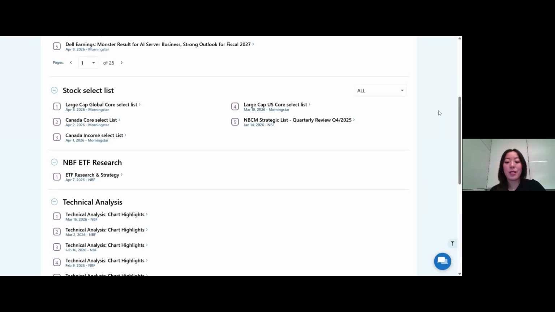So I'd say, for example, let's say you're interested in dividend paying stocks that are Canadian, and you wanted something that was easy to follow, almost like a guide on ideas to invest in that check off my dividend paying criteria. So you might want to take a look at the Morningstar Canada income list.